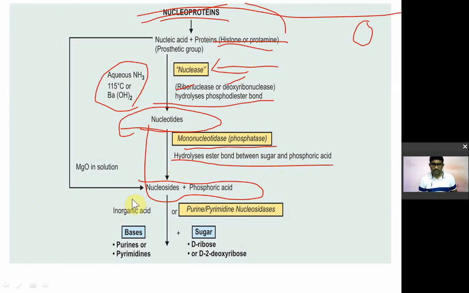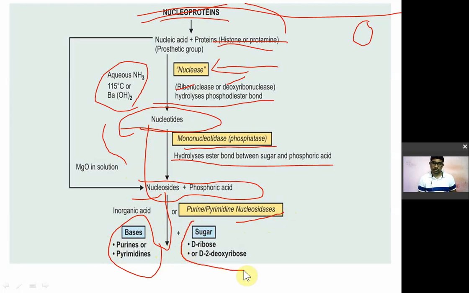तो नाइट्रोजनस बेस शुगर क्या है? दो ही है, तो साइड कितने होता है? दो. ओके, so phosphoric acid will be released. Now again you can also digest this nucleoside by using this enzyme known as a nucleosidase, purine or pyrimidine nucleosidase. They will digest nucleosides to release the free nitrogenous bases, that is nothing but purines or pyrimidines.